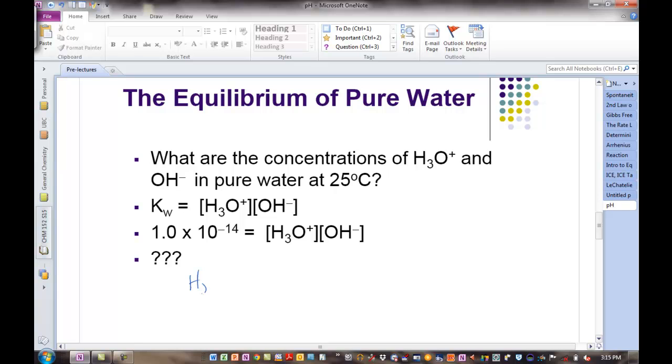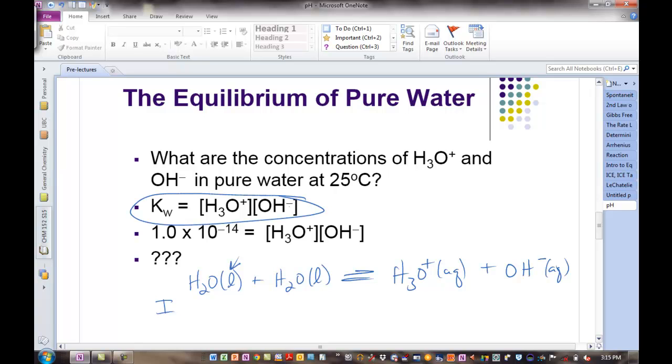So again, let's write out H2O, liquid. Okay, now, initial, oh no, not another ice table. Pure liquids do not enter into the equilibrium constant expression. Our equilibrium constant expression gets its own symbol for water, Kw. We only have to include the aqueous species. Pure liquids do not enter in. So we have a nice, simple equilibrium constant expression shown there.